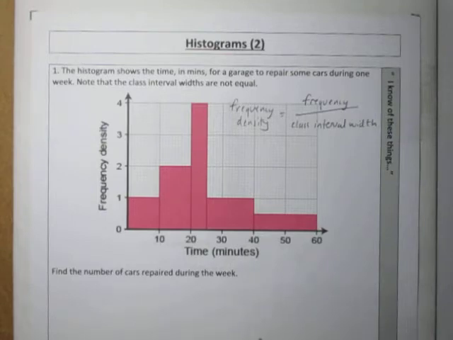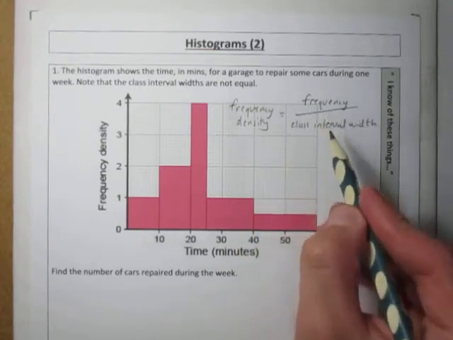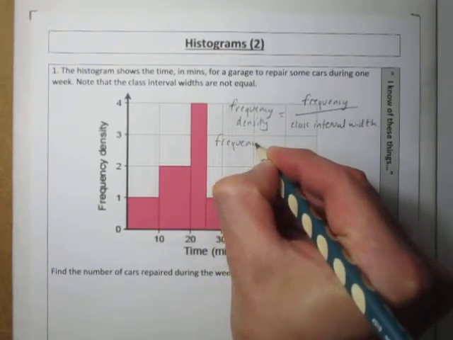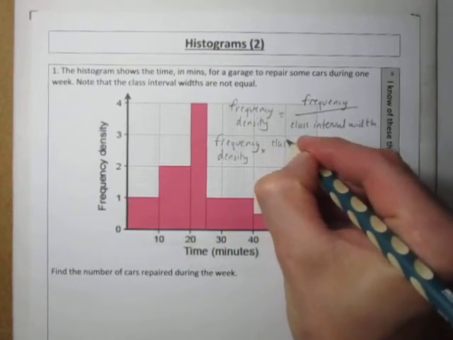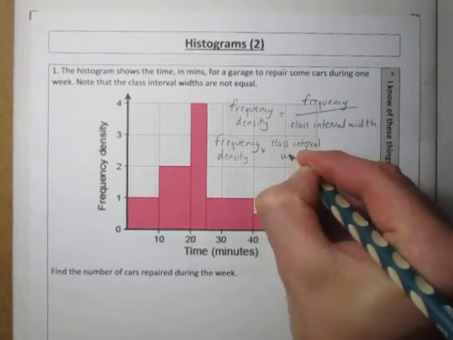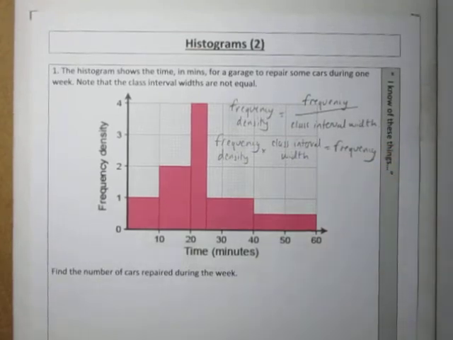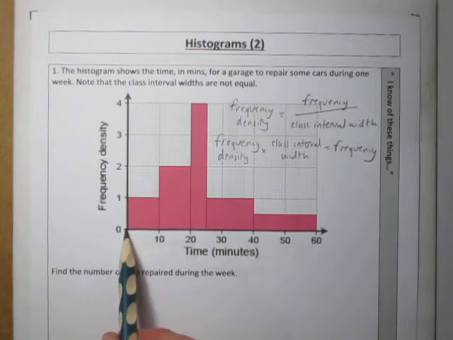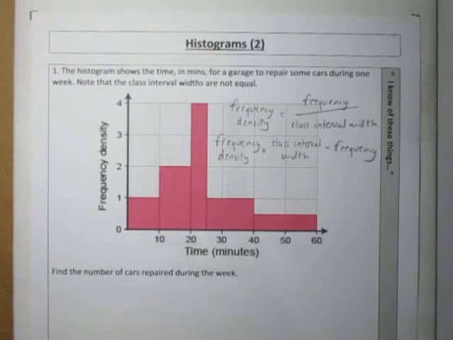We do this by firstly rearranging this formula. If frequency density is equal to the frequency divided by the class width, it makes sense that the frequency density times by the class interval width must be equal to the frequency. So, if we take the frequency density and multiply it by the class interval width, that will give us the frequency of the cars repaired in a particular class interval.